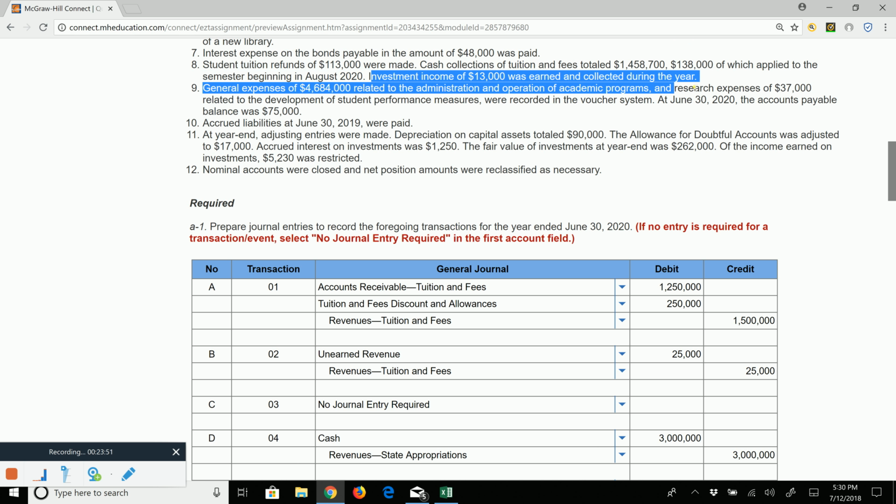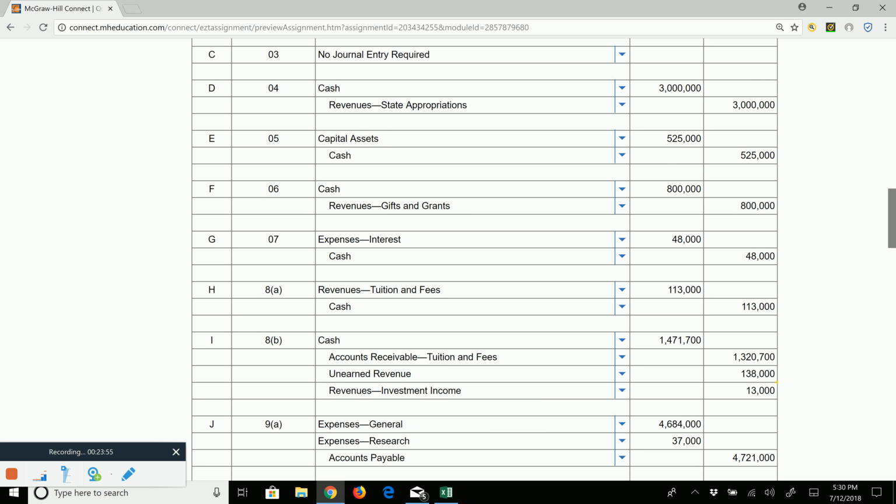Investment income of $13,000 was earned and collected during the year. So that $13,000 we will credit the investment income, and that's part of the cash as well.